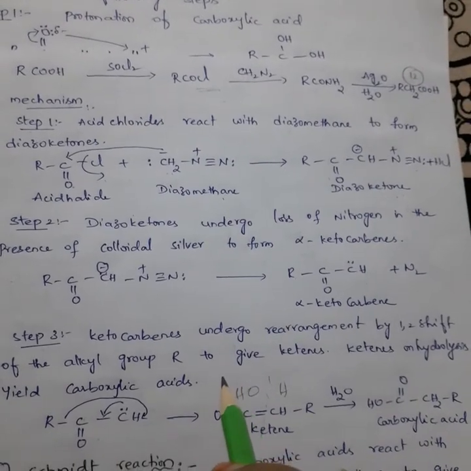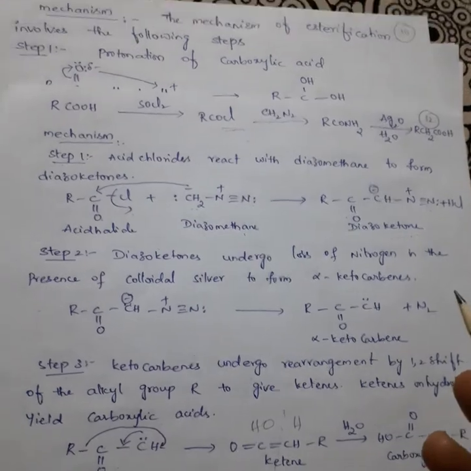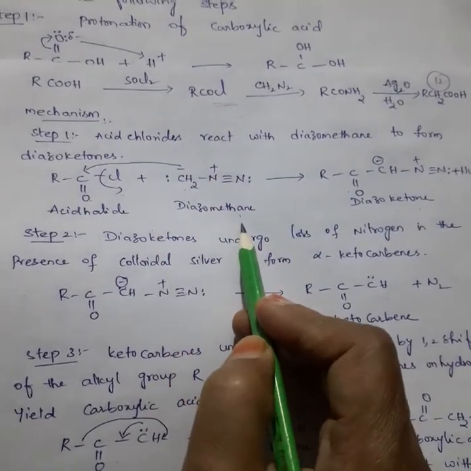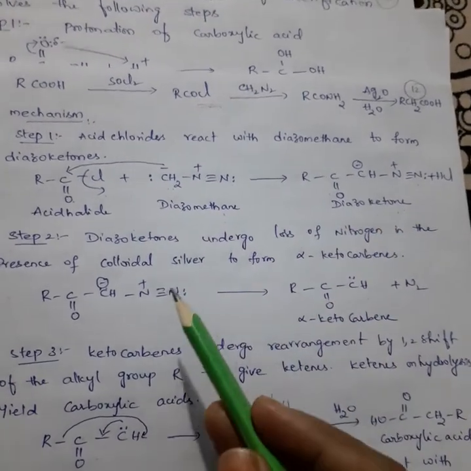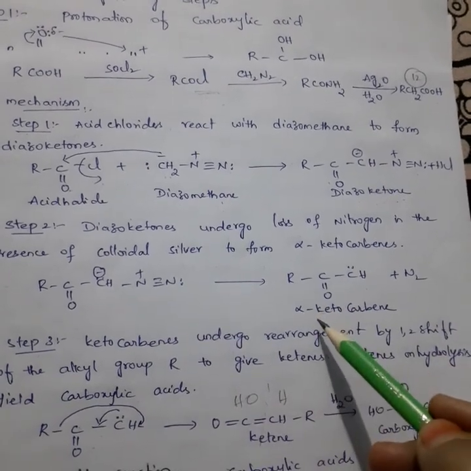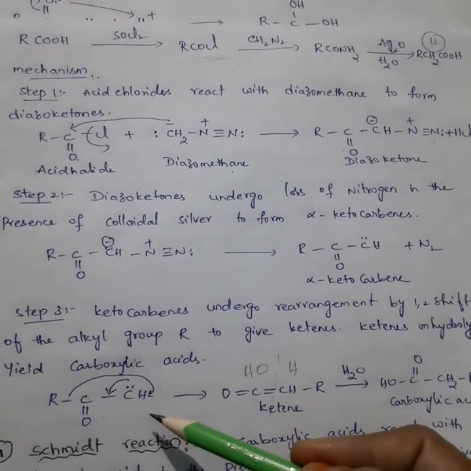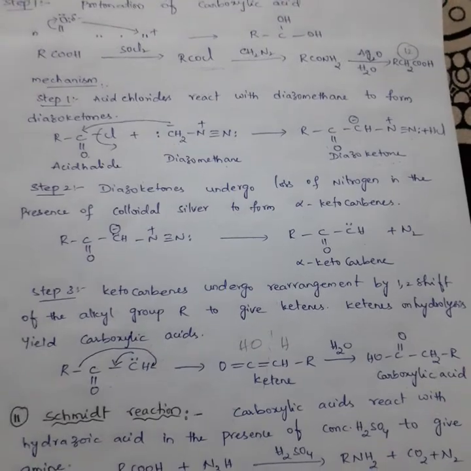Arndt-Eistert synthesis means conversion of carboxylic acids into the next higher carboxylic acids in the presence of diazomethane. The obtained compound undergoes loss of nitrogen and forms an alpha ketocarbene. This compound first undergoes rearrangement, that is a 1,2 shift, and later upon hydrolysis forms the higher carboxylic acid.